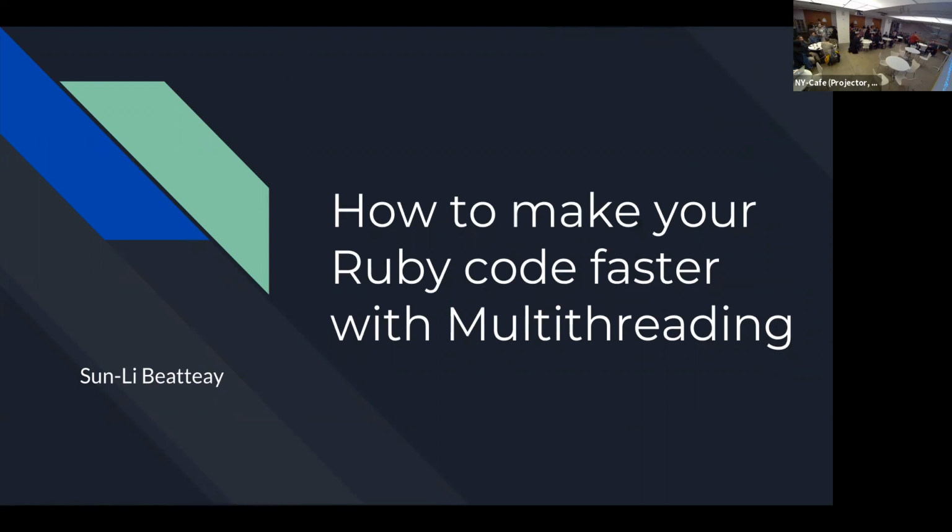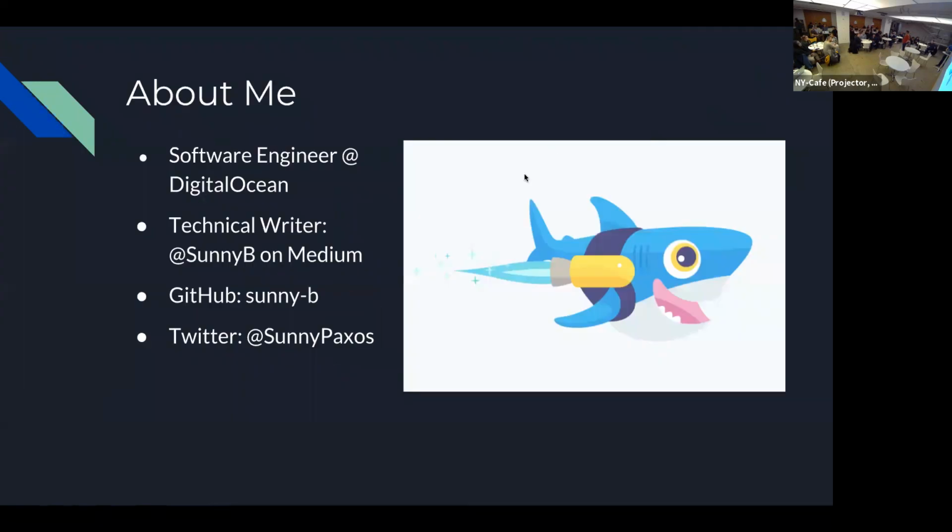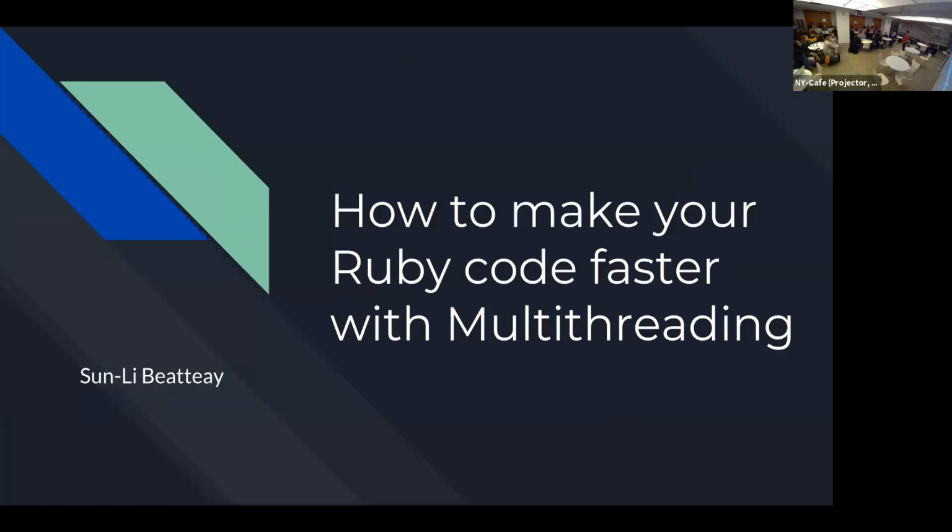All right. Up next, we have Sun Lee, who will talk to us about making Ruby code faster with multithreading. Brief show of hands, who here has used multithreading in production environments? Who here knows about multithreading? All right, cool. I think this is going to be a great audience for this. Thank you so much, Sun Lee. Take us away.